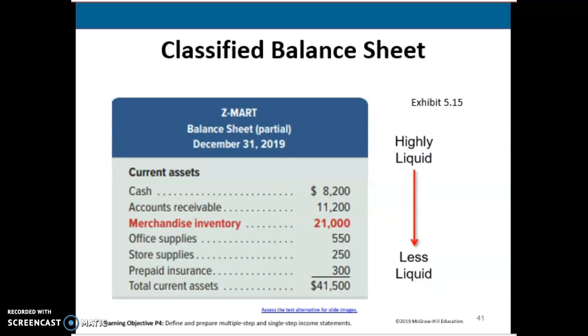For the balance sheet, the only thing new is we're adding in that merchandise inventory account. So no new process, we're just adding in another asset. Merchandise inventory is listed right after accounts receivable because it's considered to be more liquid than supplies would be.